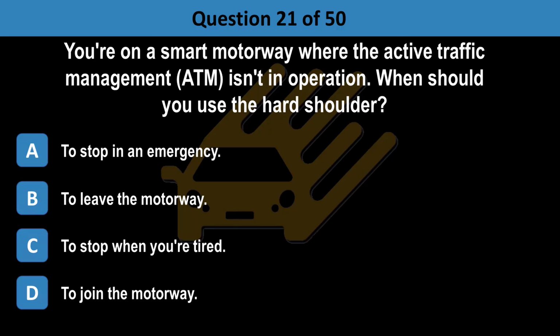You're on a smart motorway where the active traffic management, ATM, isn't in operation. When should you use the hard shoulder? A. To stop in an emergency. B. To leave the motorway. C. To stop when you're tired. D. To join the motorway.